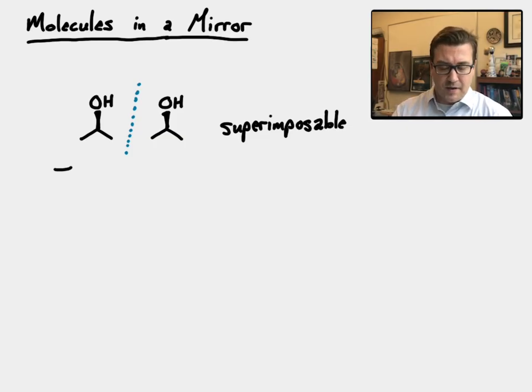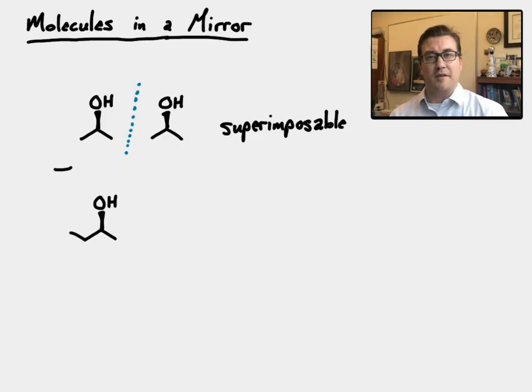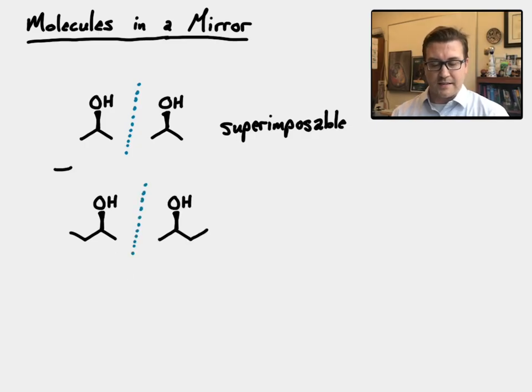But if you simply add one more carbon to that, you now have 2-butanol, and if you were to look at 2-butanol in the mirror, it would see itself in this way. The way you can think about these is this first carbon is closest to the mirror, this second carbon is second closest to the mirror, and that's one of the ways you can evaluate these mirror images.